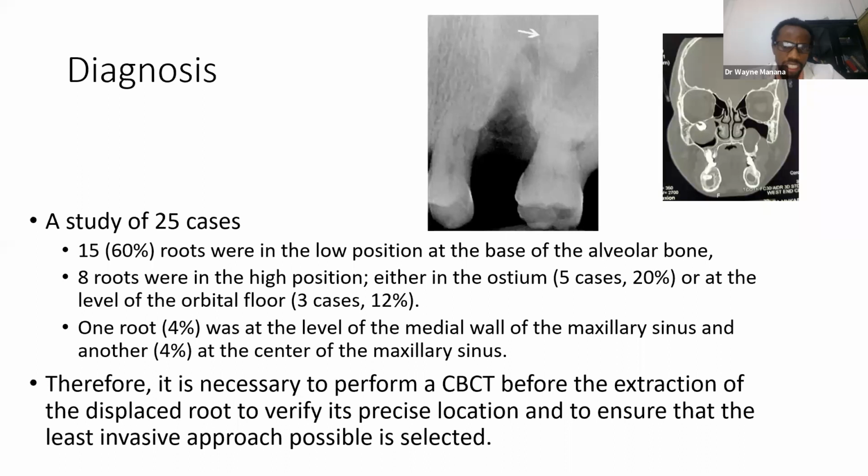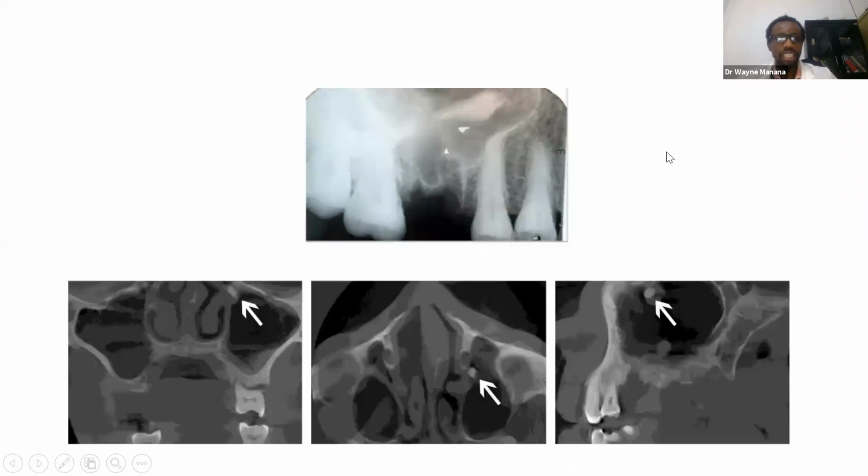Therefore, it is very necessary to perform a 3D X-ray in the form of a CBCT before extraction, because if you go in blindly, you will not be able to find where the root is because it's mobile. It might be stuck in the middle meatus and you will be stuck there. This is a very good example of a root that was moved and it's low, close to the alveolar bone. And this one is stuck somewhere in the middle meatus.